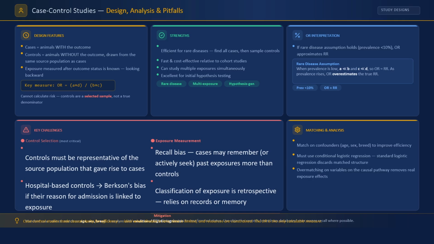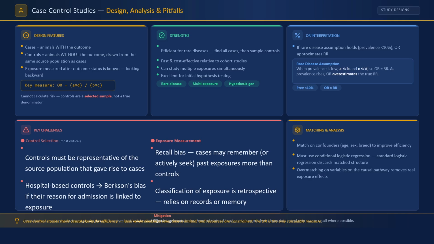Interpretation depends on the rare disease assumption. When prevalence is under 10%, A is much smaller than B, and C is much smaller than D, so the odds ratio approximates the risk ratio. As prevalence climbs, the odds ratio overestimates the true risk ratio.